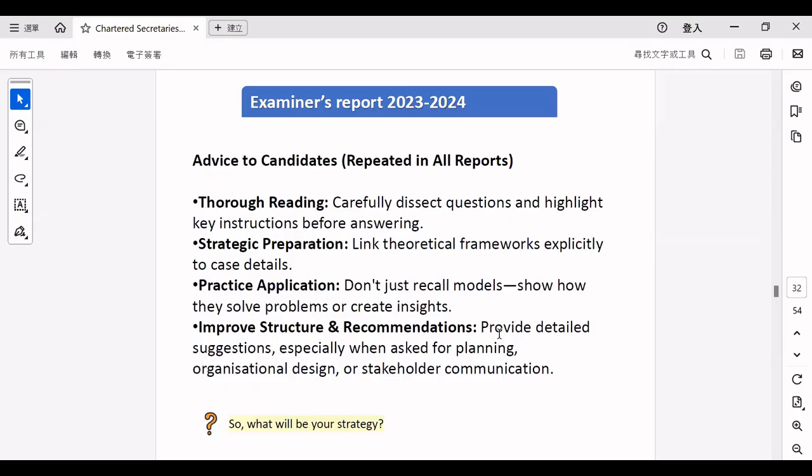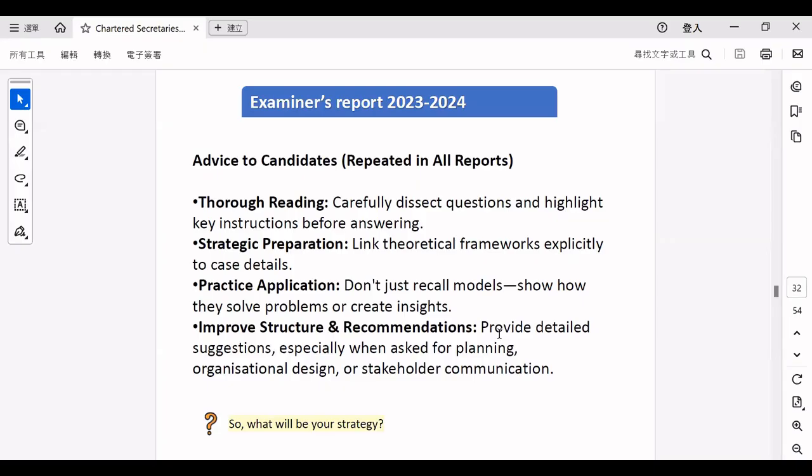Testing your memory is one thing. Testing your knowledge is one thing, but testing your understanding and whether you're able to apply is another thing. So you have to demonstrate the link to the case, and the third one says even more clearly that you don't just recite a model. There's no use explaining what is meant by the five forces if you don't know how to apply it and use it to solve the problem in the case.